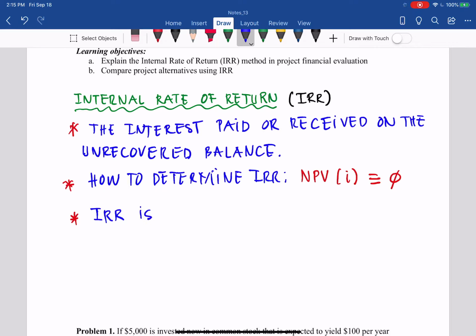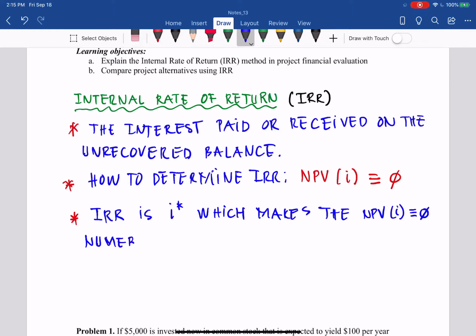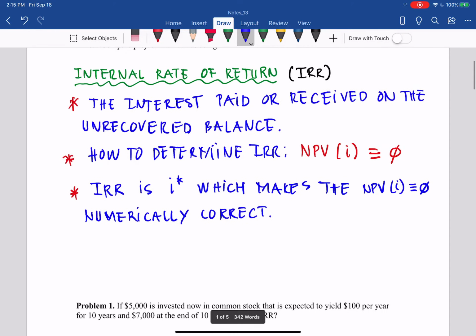the I star, which makes the above equation numerically correct. The NPV of I, the above equation, equals 0, numerically correct. Basically, that is the solution of that equation.